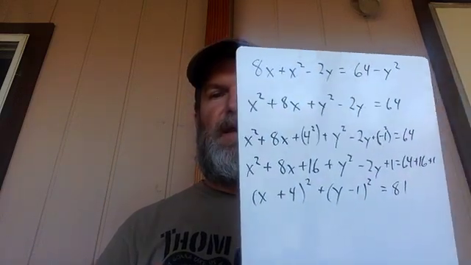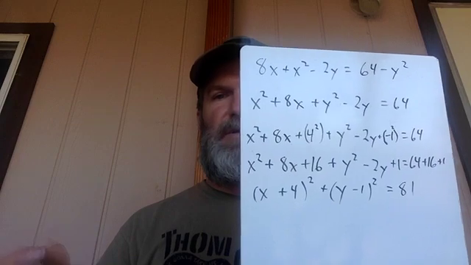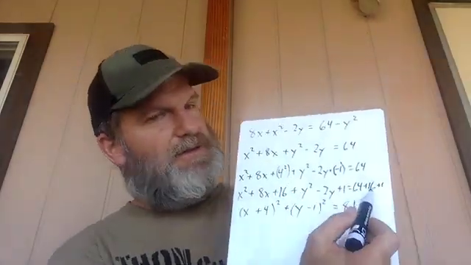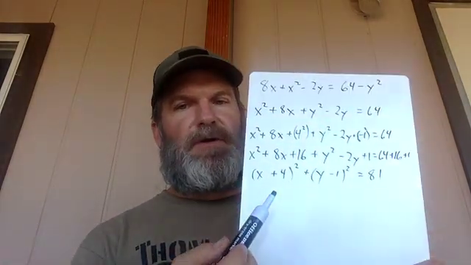You take half of 8, which is 4, and you square it. You take half of negative 2, which is negative 1, and you square it. Those two numbers squared are 16 and 1, so you got to add 16 and 1 to the other side. That's what these are. And 64 plus 16 and 1 is 81. So you end up with x squared.